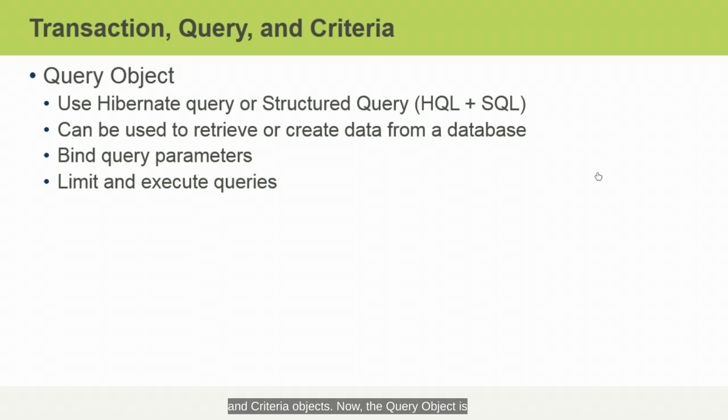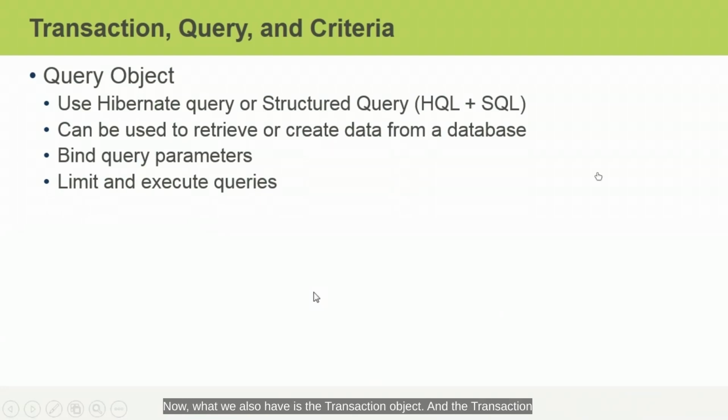Next up are the transaction, query and criteria objects. The query object is used to ultimately generate HQL and SQL, which gives us more flexibility around the type of querying that we can perform against a given database. These can actually be used, of course, to retrieve and create data. We can also use these to bind query parameters, which would ultimately take care of things like SQL injection.